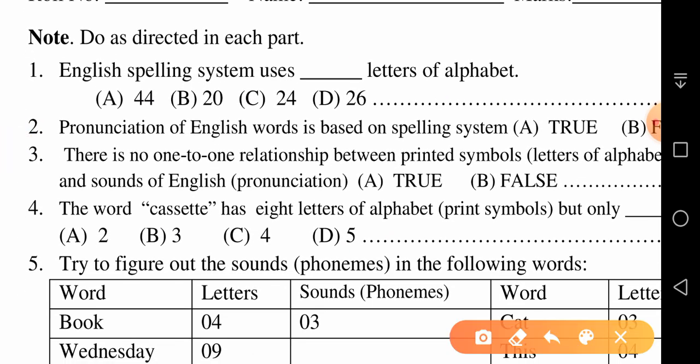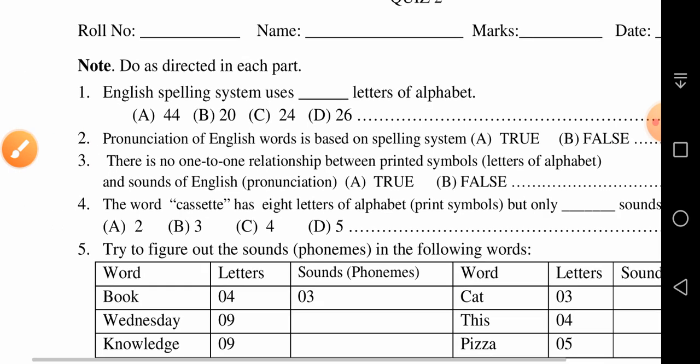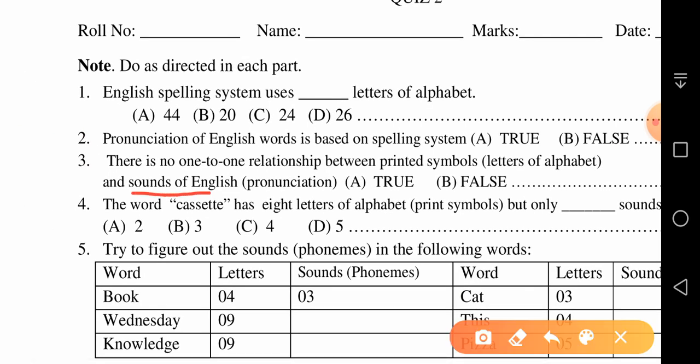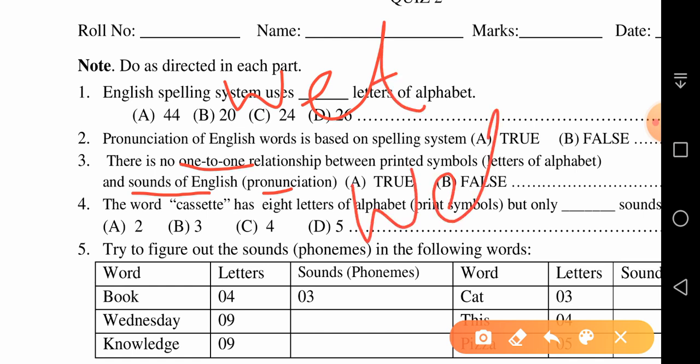There is no one-to-one relationship between printed symbols, that is letters of the alphabet, and sounds of English, that is pronunciation or phonemes. Yes, it is correct. I just demonstrated that there is no one-to-one relationship. Sometimes it does have, like the spelling of vet, and we also pronounce it vet. But we can't say that it is entirely the same.